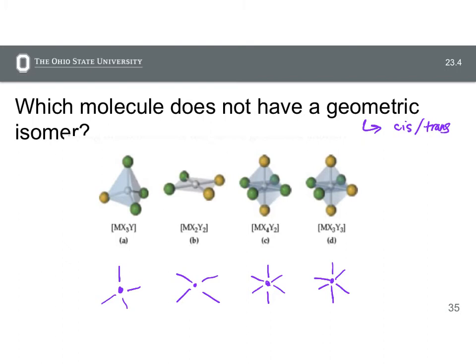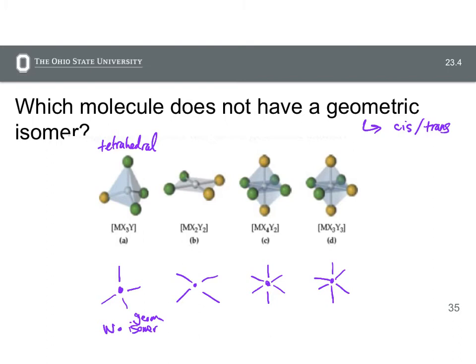All right, what about molecule A? Does it have a geometric isomer? No. What geometry is that? Yeah, it's tetrahedral. Okay. No geometric isomer. I want to go through all of these and go through why it doesn't have a geometric isomer.